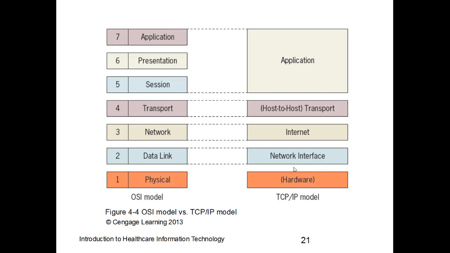Okay, here's a comparison between the standard OSI model and TCP/IP. For the OSI model, layers 1 through 7, and comparing that to TCP/IP, layer 1 would be hardware for the physical, and then network for layer 2, internet for layer 3, the host-to-host transport for layer 4, and then 5 through 7 would be all application.